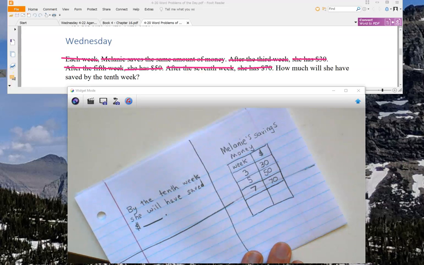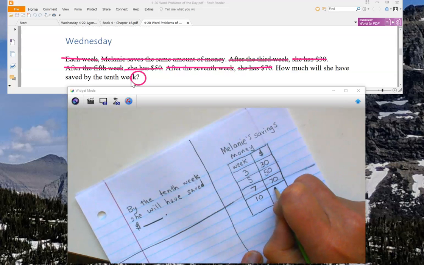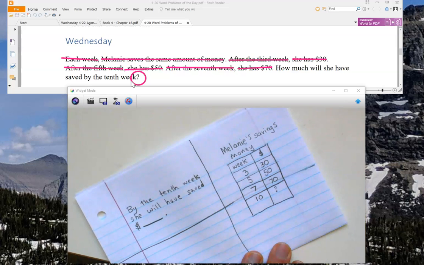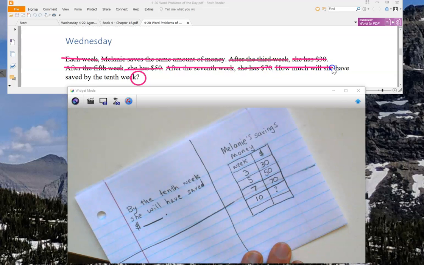There's still some left in my word problem, and that's basically my question sentence. How much will she have saved by the 10th week? So my pattern here is by the 10th week, I want to know how much she saved. That's my question mark right there, what I want to find out. So I put in the question mark. I've got my table ready. It looks like I'm done with my word problem. I have no more words left, so I'm going to cross it all out.